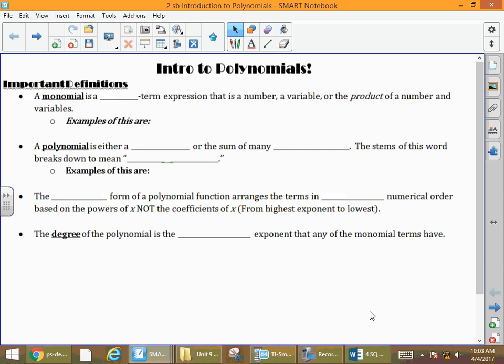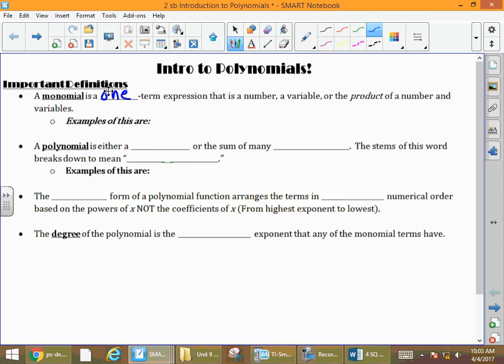For example, the first problem, a monomial. So the prefix of monomial is mono. What does mono mean? Tiffany? Single or one. This is a one-term expression. That is a number, a variable, or the product of numbers and variables. So product means that they're multiplied together.